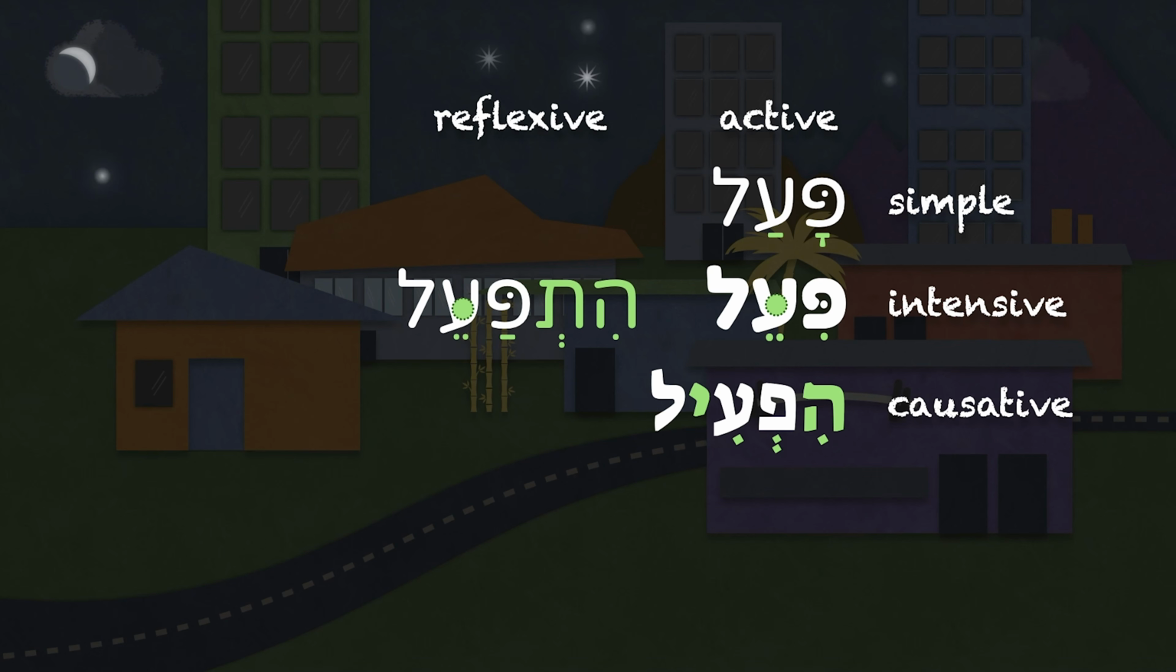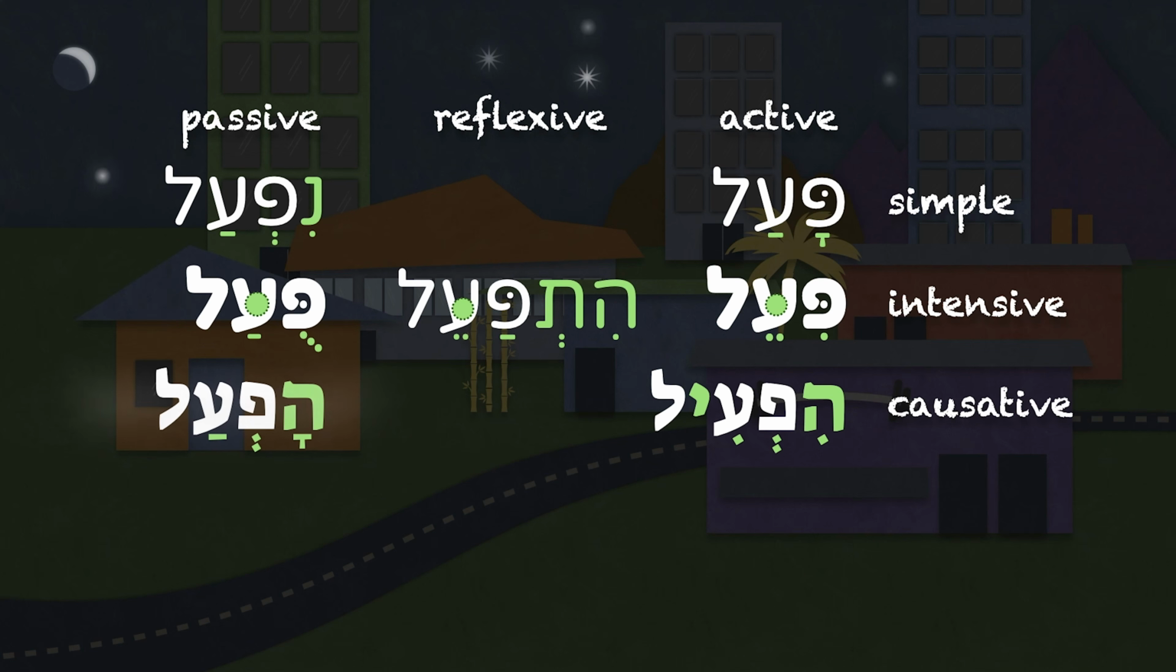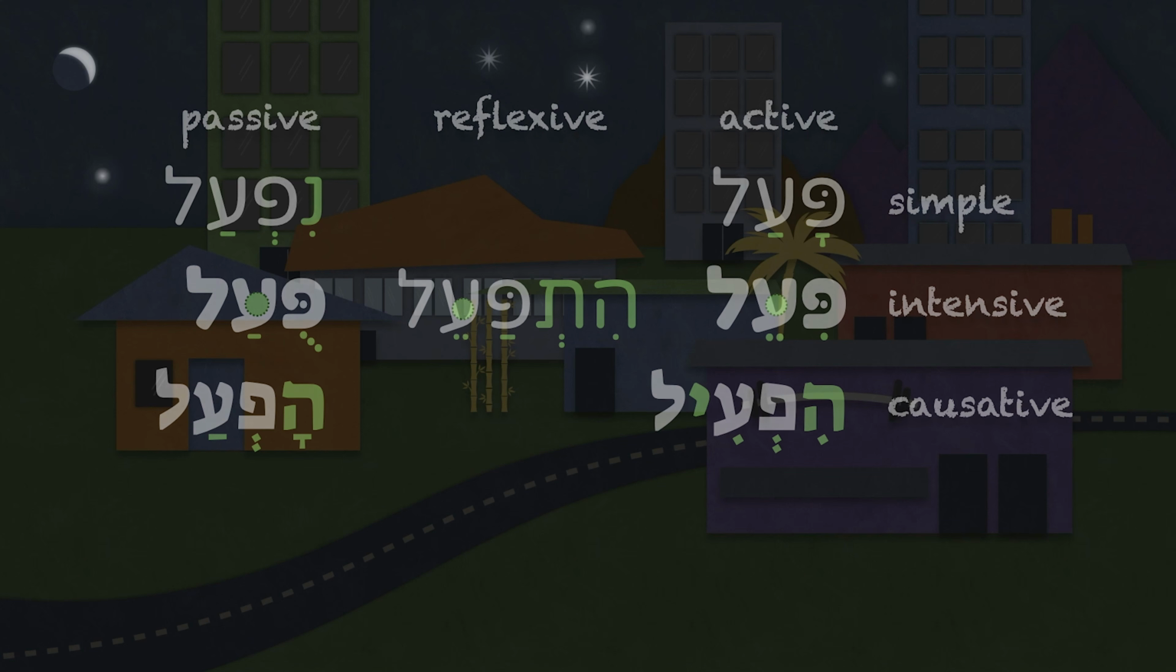Now each category also has a related passive binyan, in which the action of the verb is done to the subject. In English, we use the to be verb to express passive forms. The note was written, the glass was smashed, or the queen was crowned. In Hebrew, that passive sense is embedded in the form of the verb itself in 3 passive binyanim called nif'al, Paal, and hif'il. So these are the 7 most common binyanim, though there are a few others that pop up from time to time.